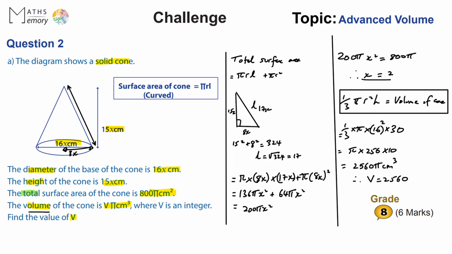That's the coefficient, or the integer in front of that pi. All right, so that is how you do this question. We used a bit of algebra, a bit of Pythagoras, and more importantly, we linked the surface area of a cone to the volume by finding out x and plugging that into the volume of a cone.